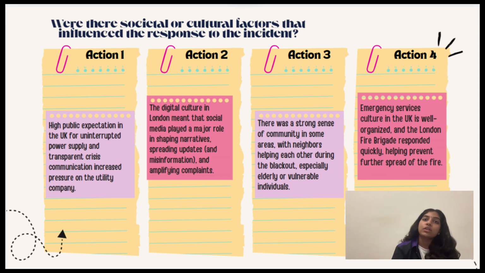Next, there was a strong sense of community in some areas, with neighbours helping each other during the blackout, especially elderly and vulnerable individuals. Emergency services culture in the UK is well organised, and the London Fire Brigade responded quickly, helping to prevent the fire from spreading further.